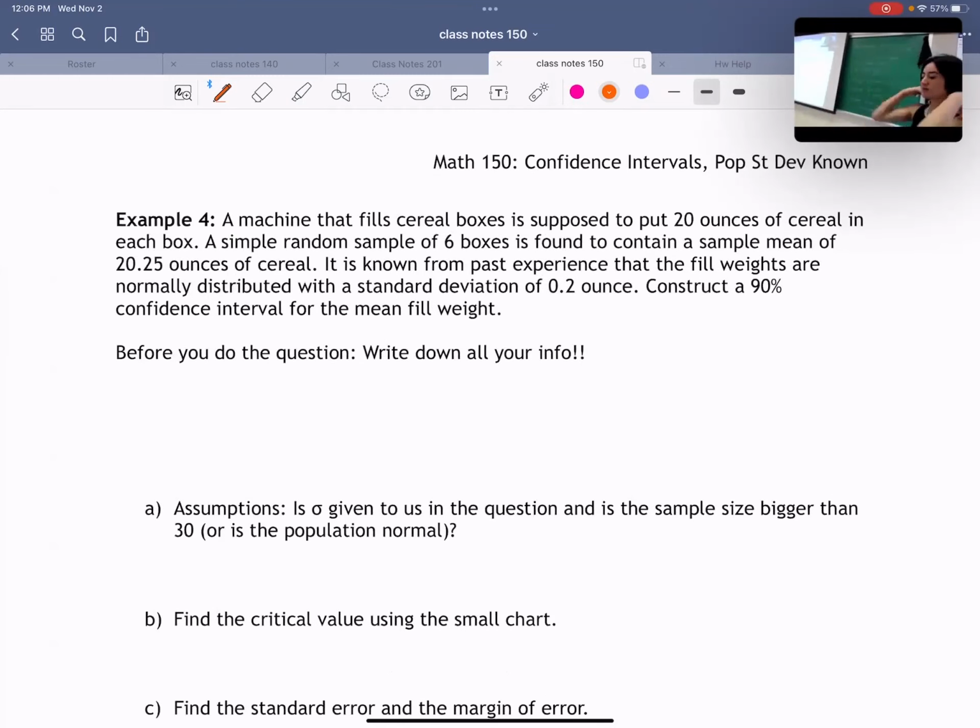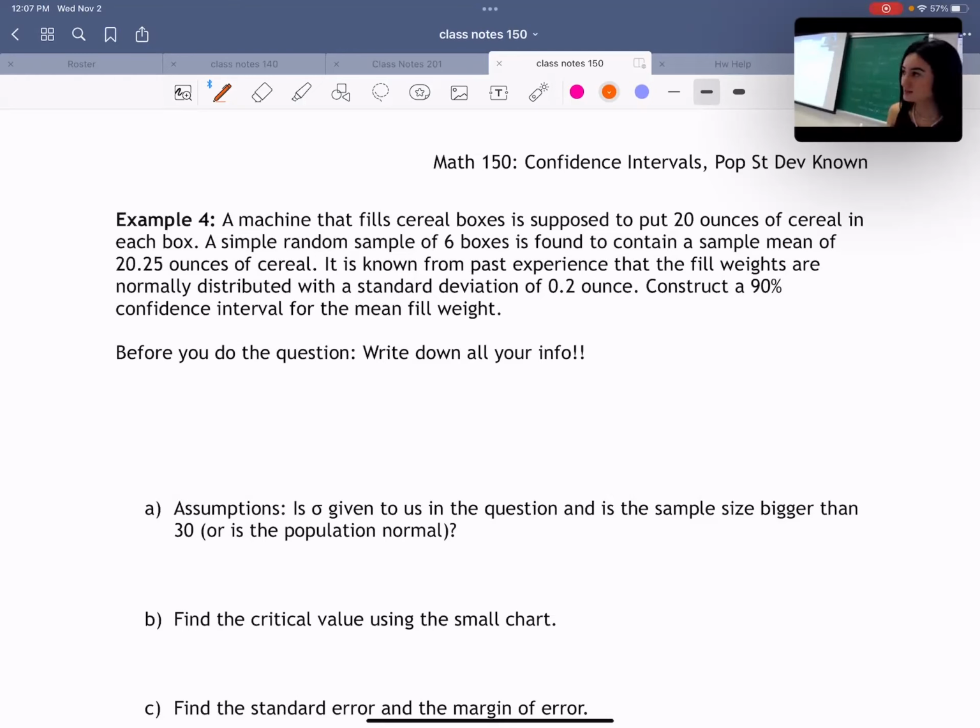Confidence interval questions are usually going to give you a huge paragraph with all these numbers in it, and it's very confusing. So before I even do this question, I'm going to read through it and then write down all the information that I'm given below the question. Let's see, we have a machine that fills cereal boxes and it's supposed to put 20 ounces of cereal in each box. It's kind of hard to figure out what 20 represents from this sentence, so let's just keep going. Next, we have a simple random sample of 6 boxes is found to contain something. What letter does 6 represent?